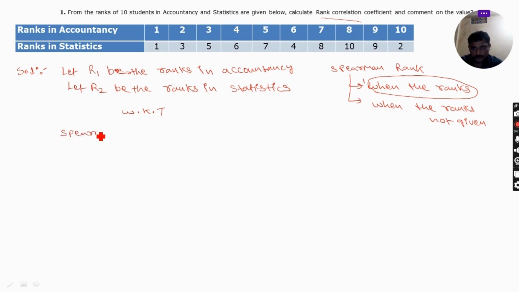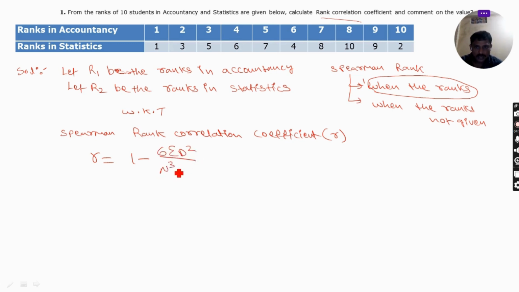Spearman rank correlation. We know the Spearman rank correlation coefficient R. So how to write R? What is the formula? R = 1 minus 6 into summation d square by n cube minus n. So this is the formula.